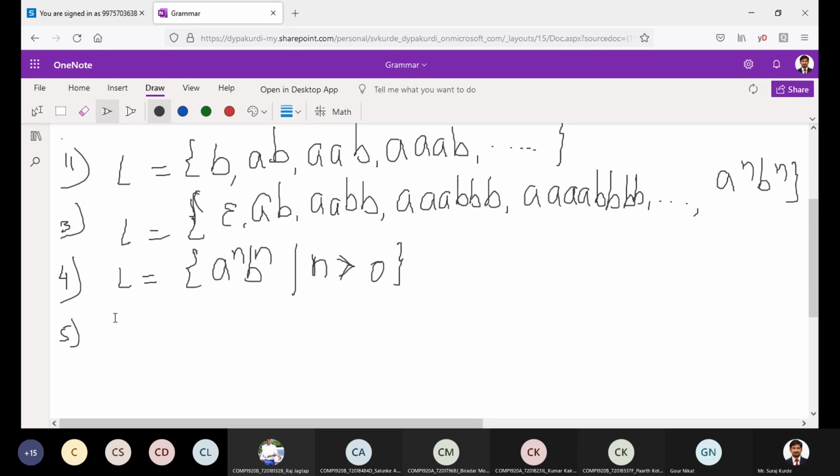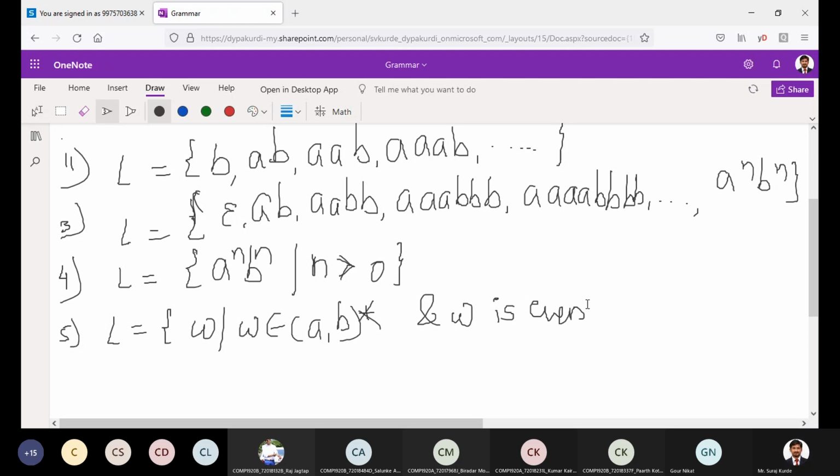Then L is equal to the set of strings W, where W is a string generated from {A, B}, any number of times A and B can be used, and W is an odd length palindrome.